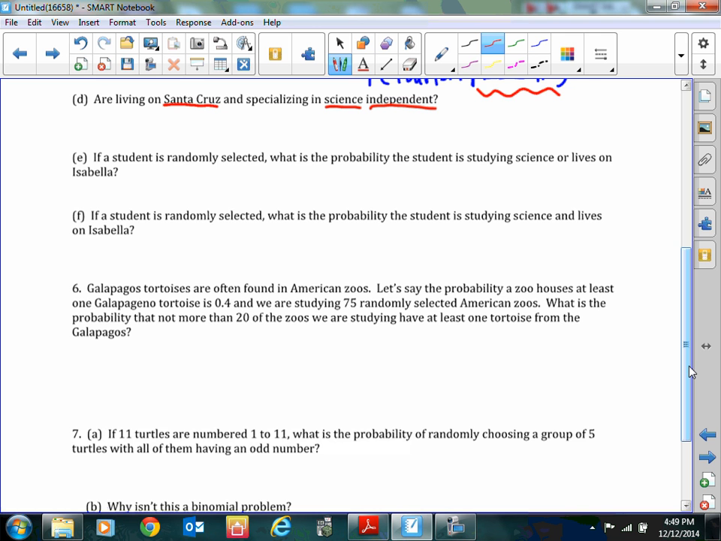Because these are both randomly selected students, so those are from the entire population.